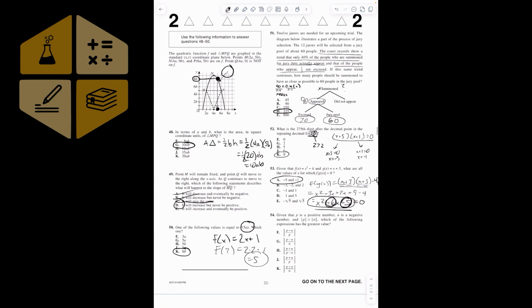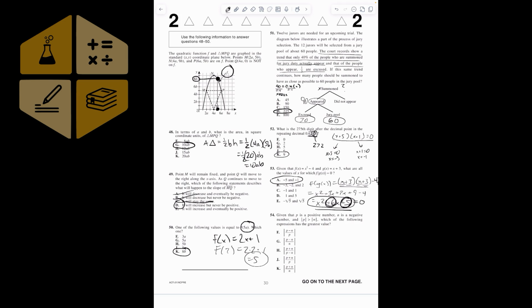No matter how you do it, number 53 is going to be A. 54. Given that p is a positive number and n is a negative number, and the absolute value of p is greater than the absolute value of n, which of the following expressions has the greatest value? So this, to me, immediately is screaming picking numbers.